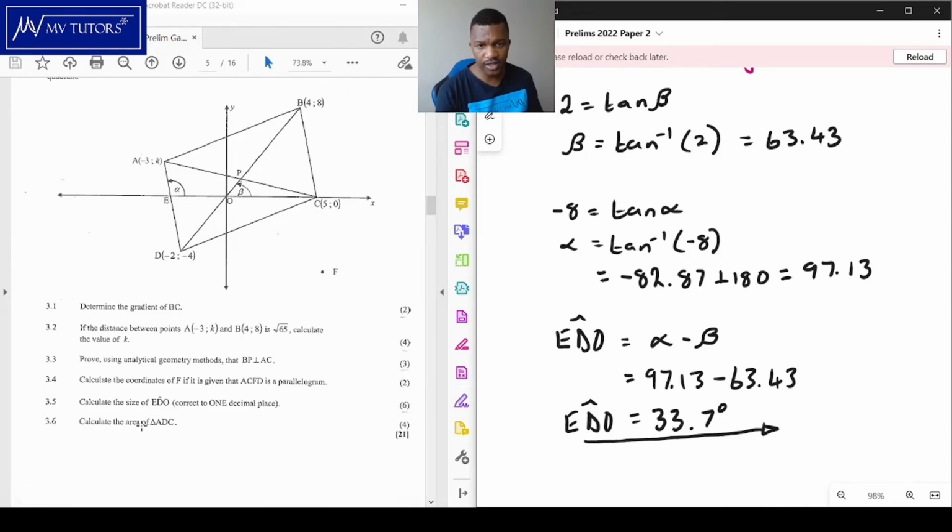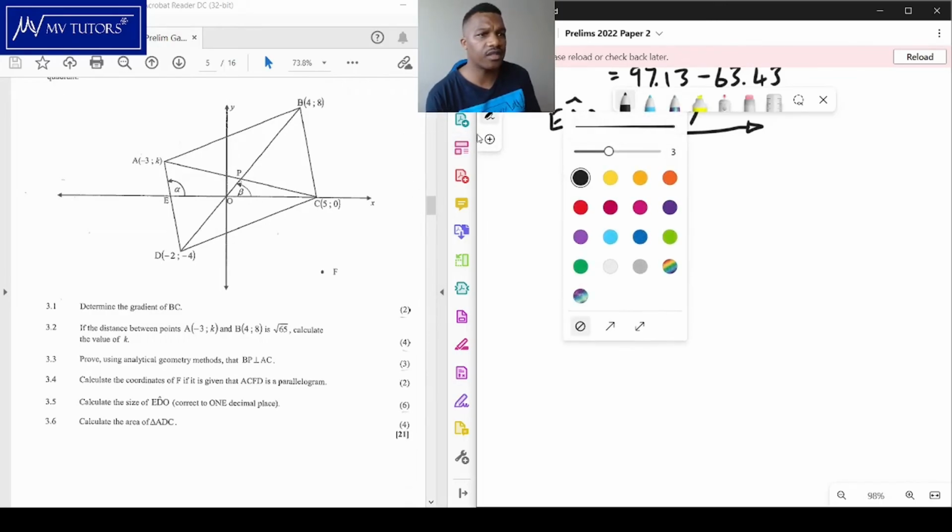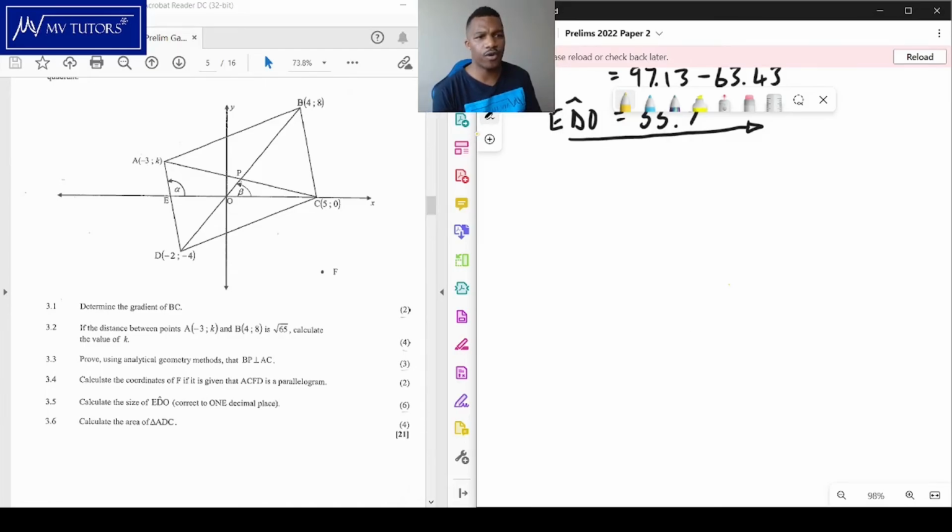3.6 is the last one. Calculate the area of ADC. I like to always isolate the shapes that I'm working with, so I'm going to redraw ADC. It looks like AD, like that, and then C is right over there, and A is just like that. So that's A, that's D, and that's C.